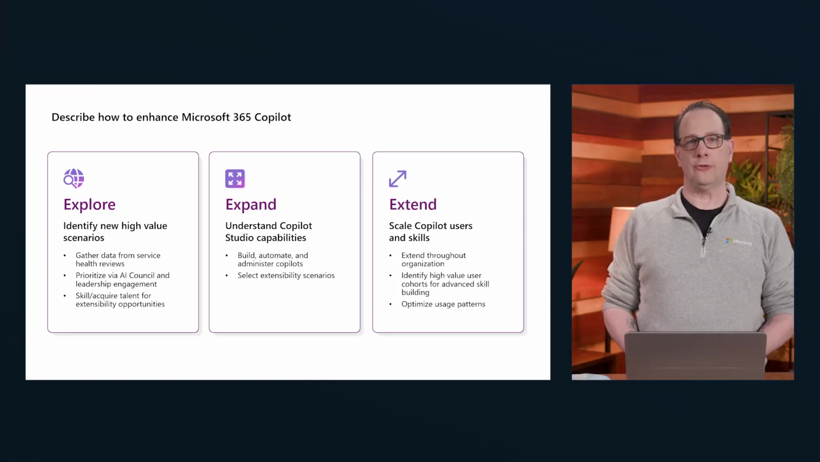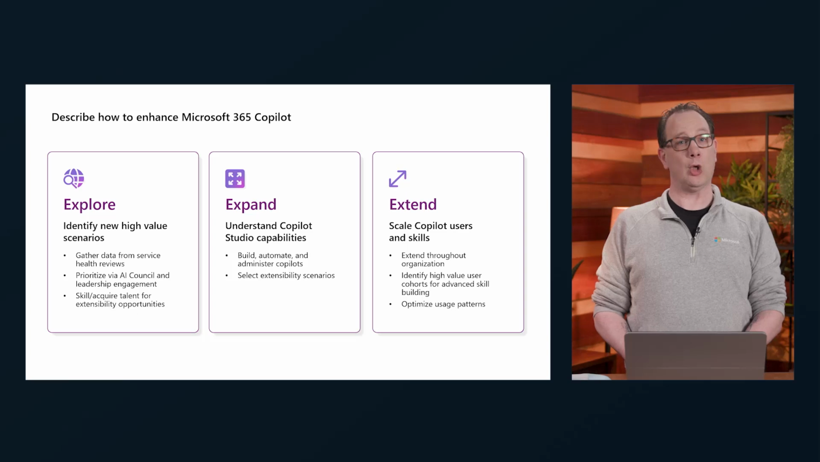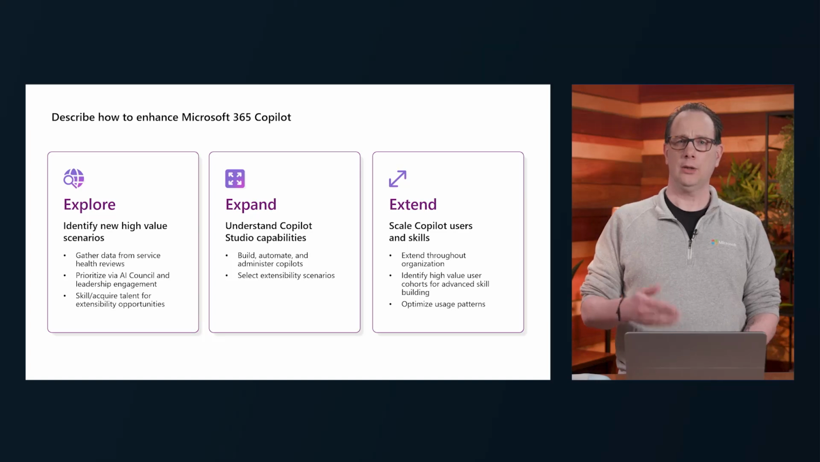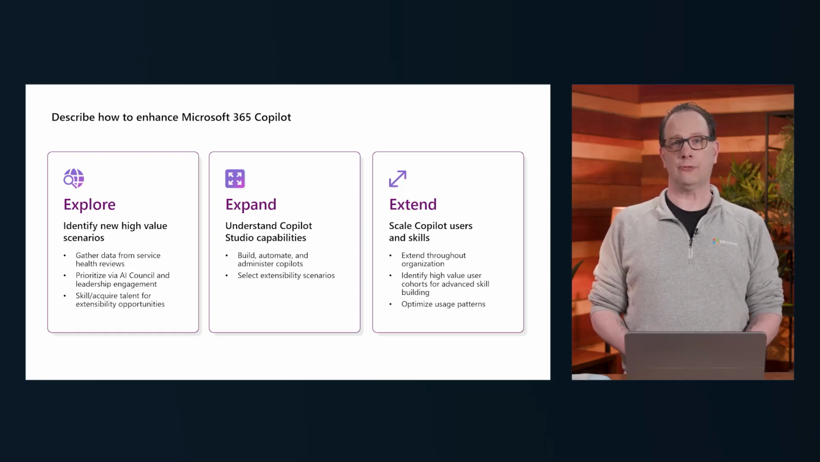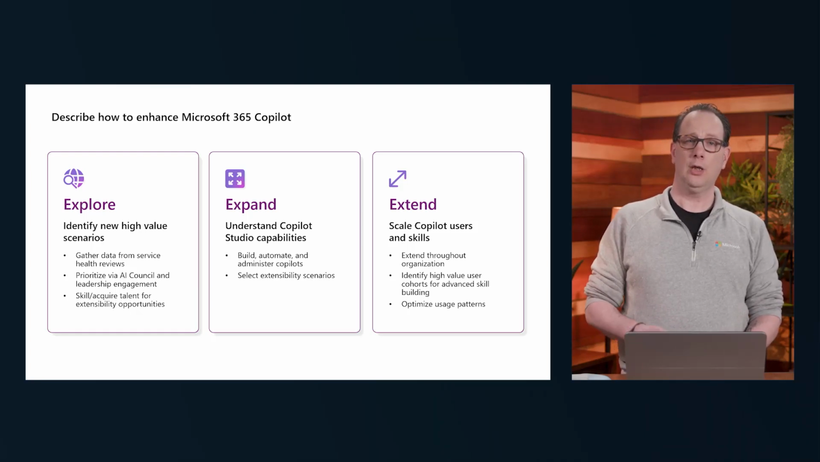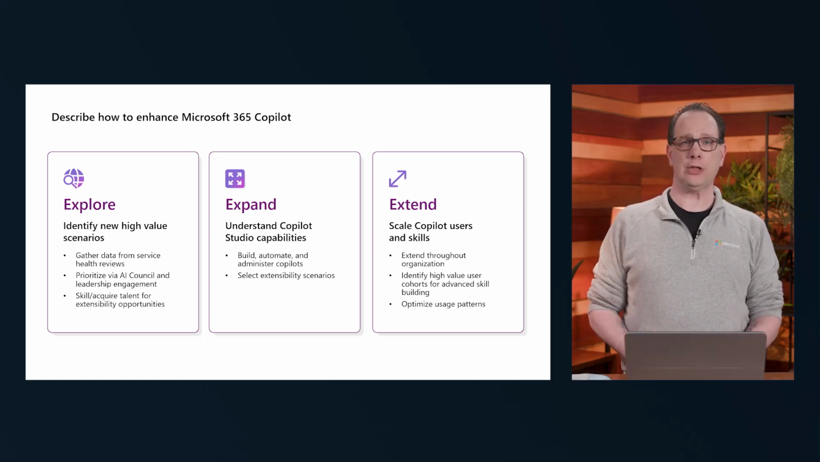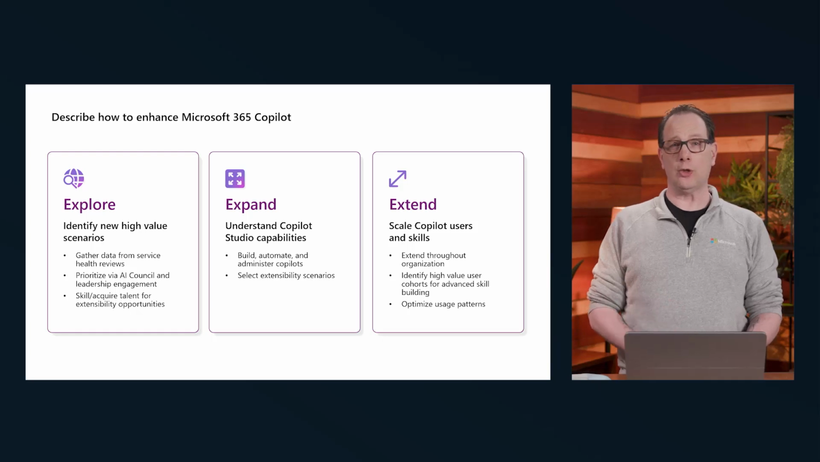In this particular phase, we recommend following a three-part strategy to enhance and broaden the use of Microsoft 365 Copilot. We're going to start with the Explore phase. This reflects identifying new high-value scenarios. We're going to use this to gather data from service health reviews. We're going to prioritize using our AI council and leadership engagement. We're going to continue working on scaling but also acquiring talent for extensibility opportunities.